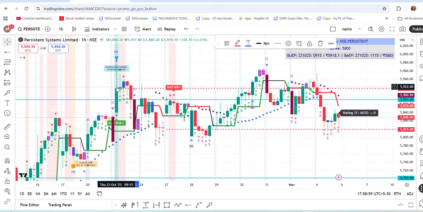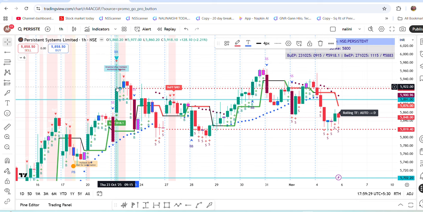This itself, in volume spread analysis, says buying climax. Once a buying climax is seen, it takes nearly 20 to 25 bars for the market to come down. According to volume spread analysis, it is an indication of buying climax.